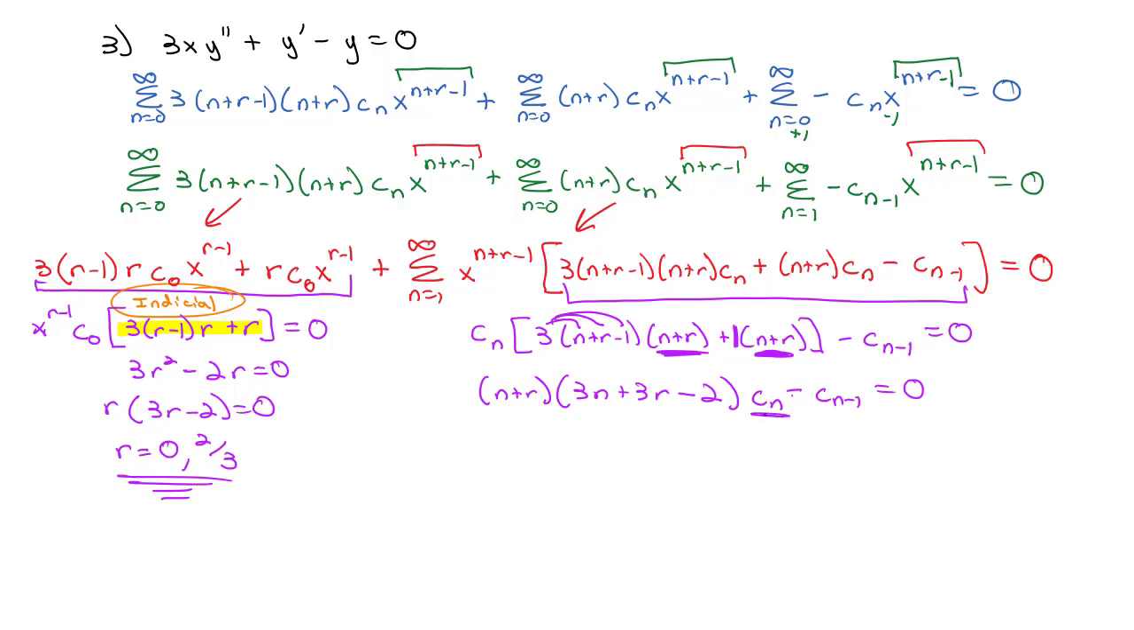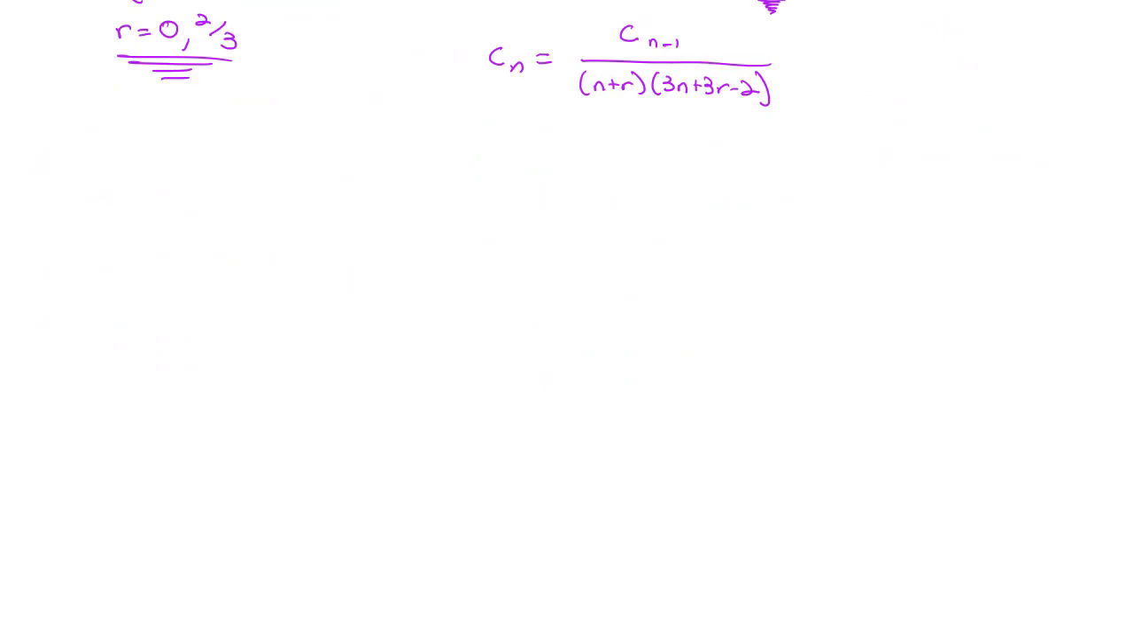We always solve for the larger subscript. So in this case, it's going to be the c sub n. We can solve for that by adding c sub n minus 1 to both sides, and then dividing by the n plus r times 3n plus 3r minus 2. And now we've got a function that relates each term to the term before it. But we also have 2 values for r that we're going to use to help us simplify this. So we're going to consider 2 cases.